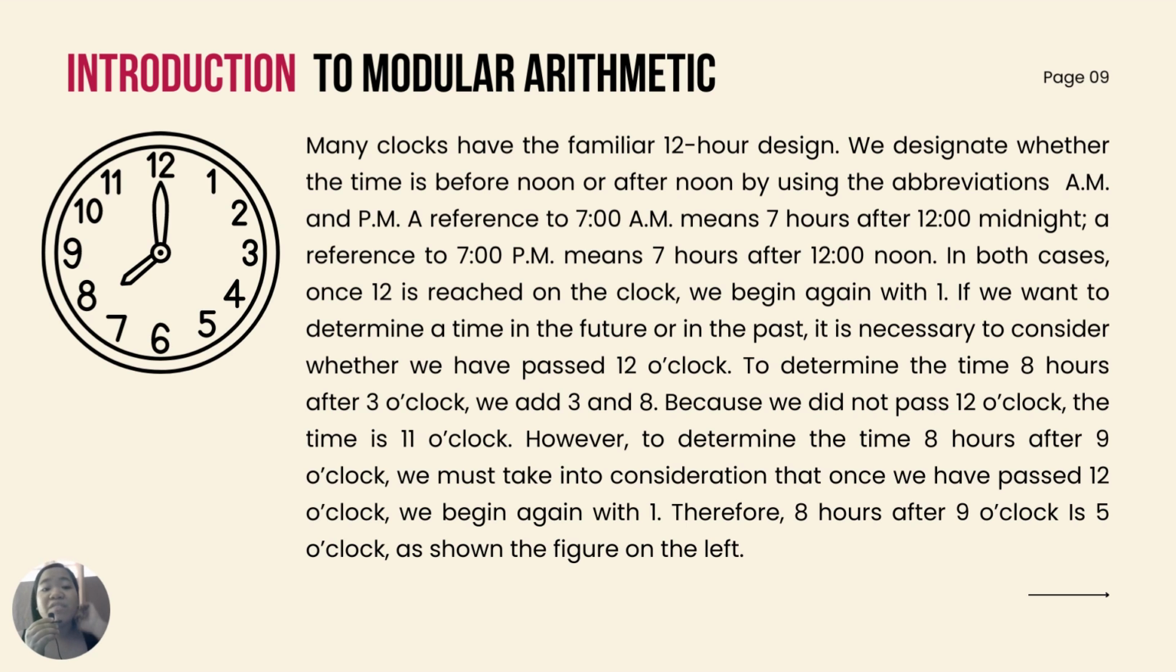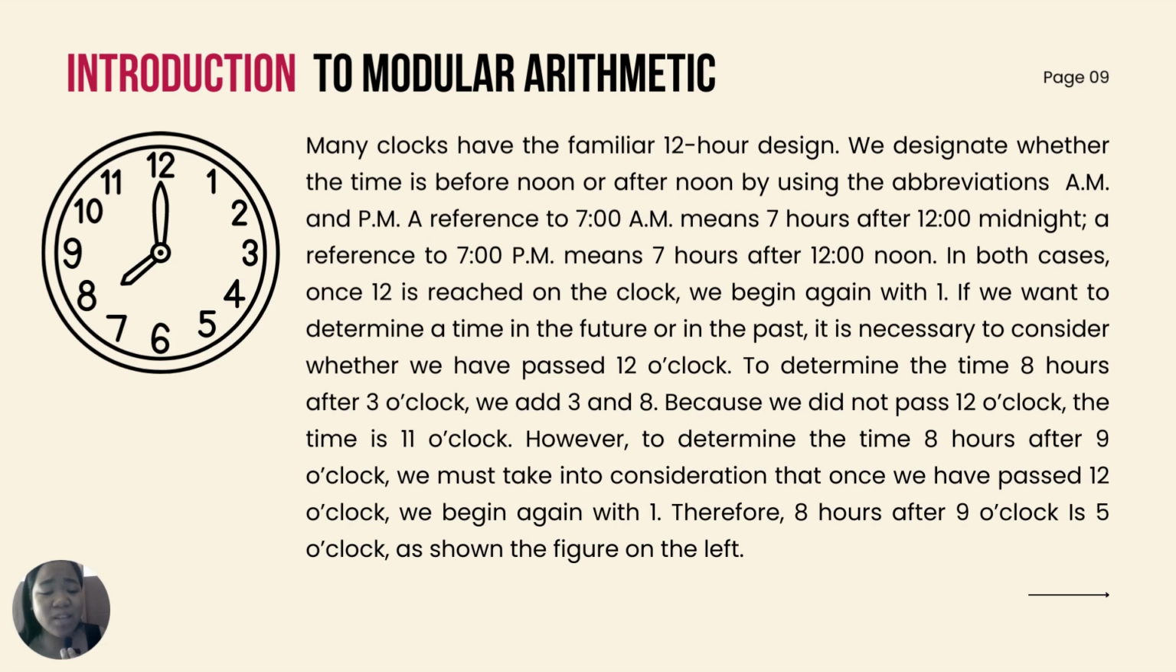A reference to 7 a.m. means 7 hours after midnight. After midnight, that is already AM, morning: 7 a.m., 8 a.m. And a reference to 7 p.m. means 7 hours after 12 noon: 7 p.m., 6 p.m., 5 p.m.